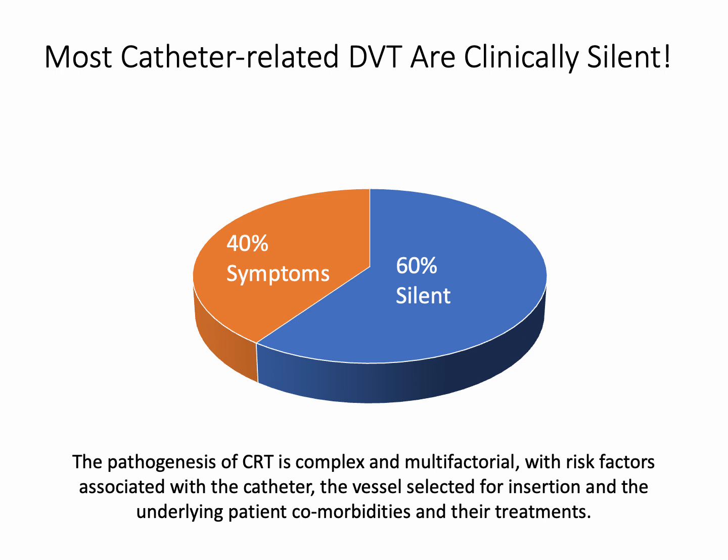This preliminary study by Van Ruden from 2005 determined that most catheter-related DVT or catheter-associated thrombosis are clinically silent. Looking at the representative data on the screen in this pie chart, 60% of catheter-associated thrombosis is asymptomatic or silent, against 40% that show symptomatic clinical indicators.